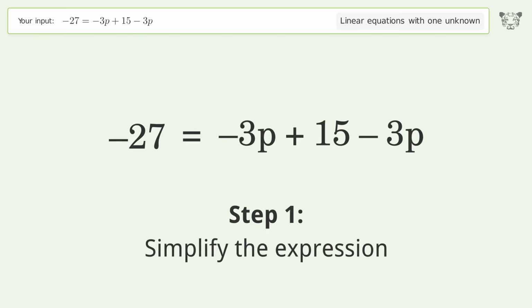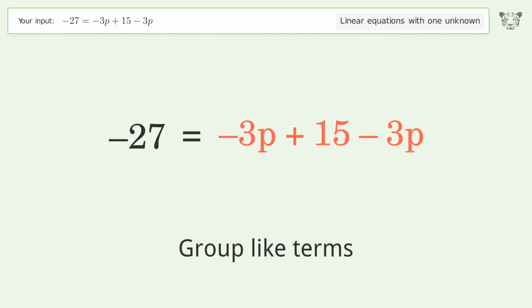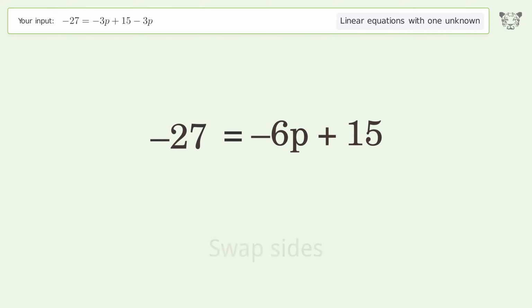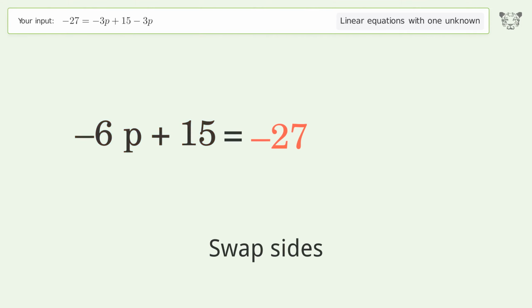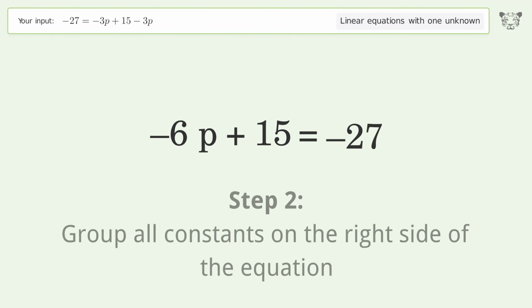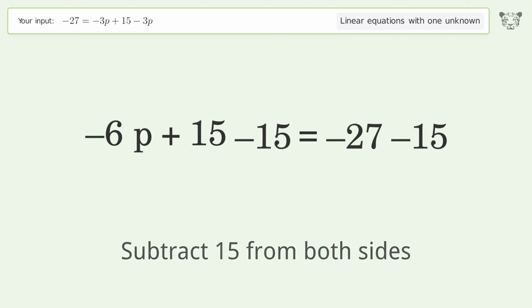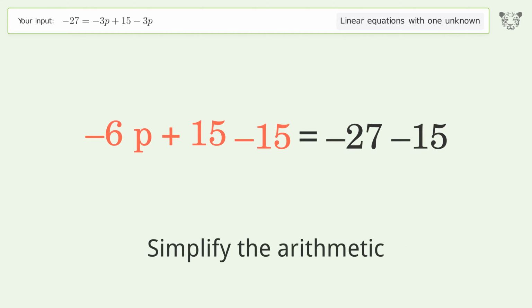Simplify the expression. Group like terms. Simplify the arithmetic. Swap sides. Group all constants on the right side of the equation. Subtract 15 from both sides. Simplify the arithmetic.